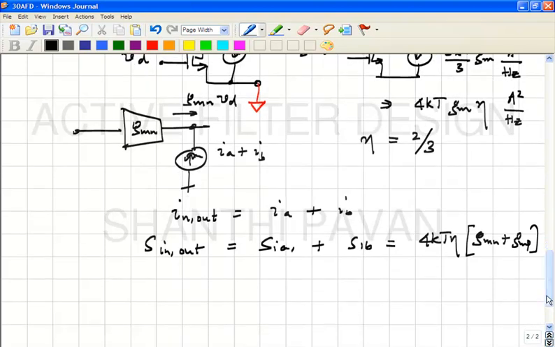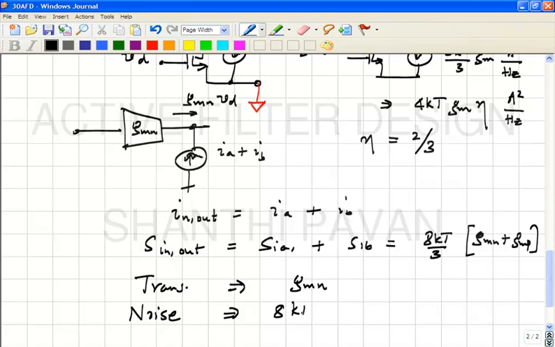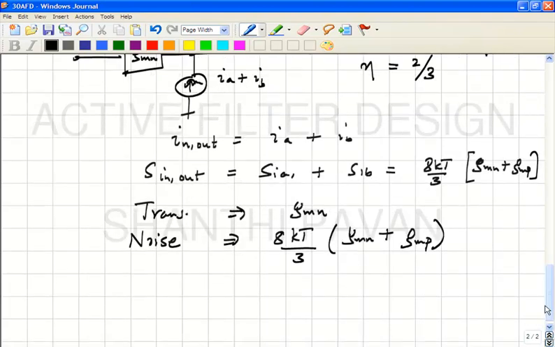Okay. So look at the transconductor. Its transconductance is GMN. Noise spectral density coming out is 8 kT by 3. Let me call this 8 kT by 3 into GMN plus GMP. Okay.